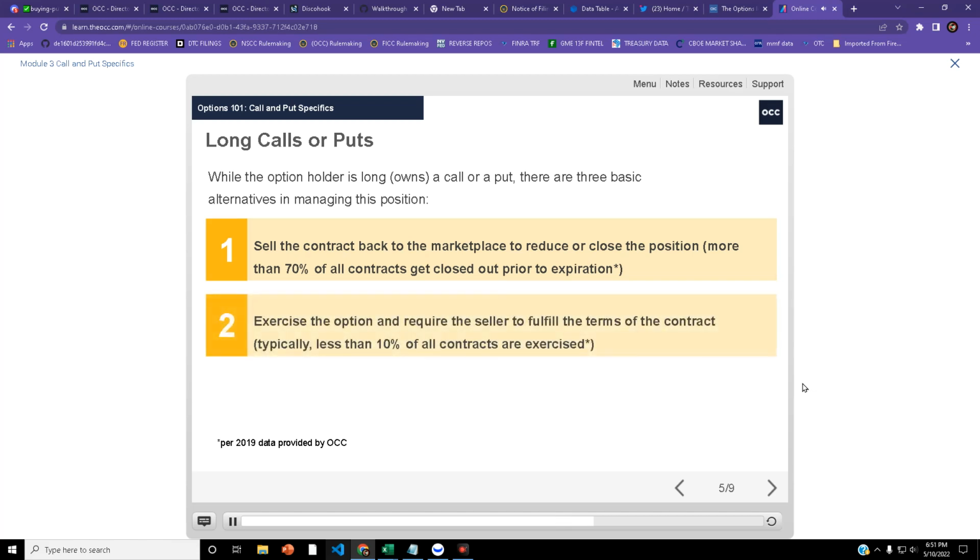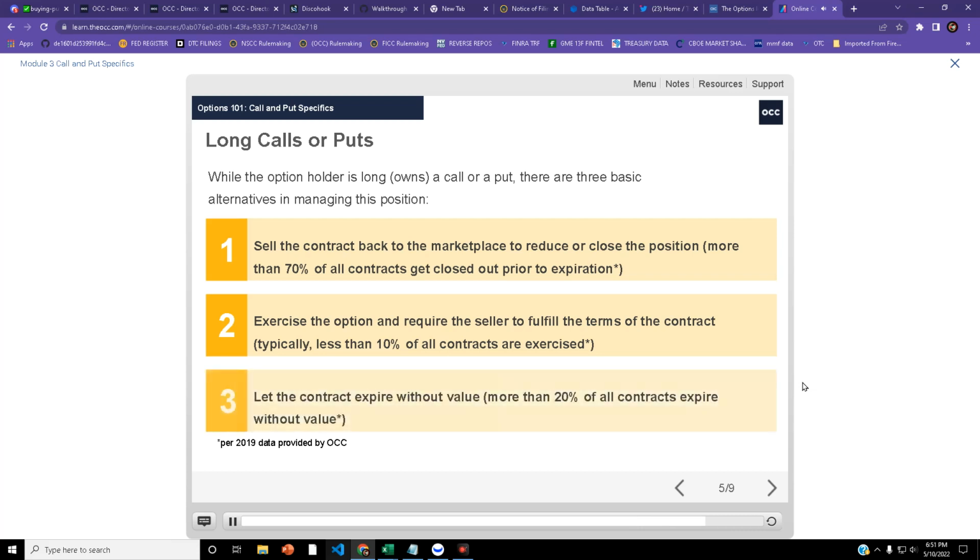2. At any time up to and including expiration day, the investor can decide to exercise the contract and call upon the seller to fulfill the terms of the contract. Later in this course, we will explore when and why an options holder may wish to exercise their call or put. 3. If the contract no longer has value at the end of its term, the holder can simply let the contract expire.